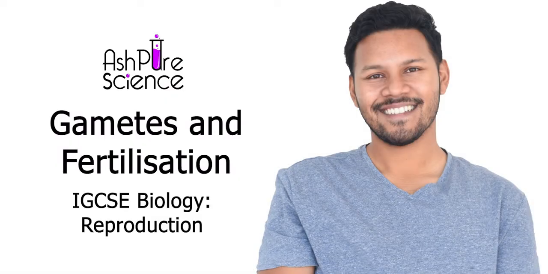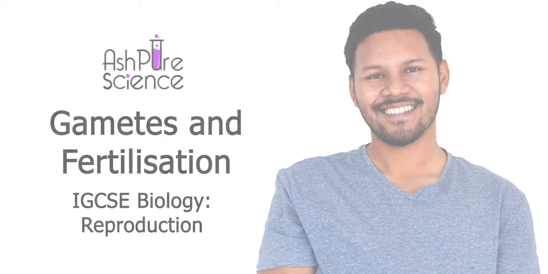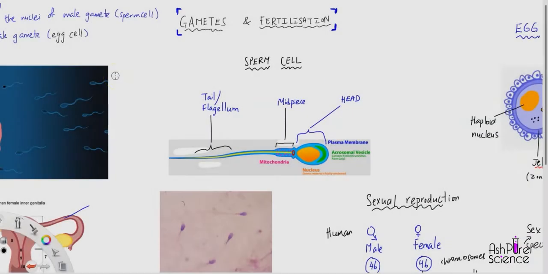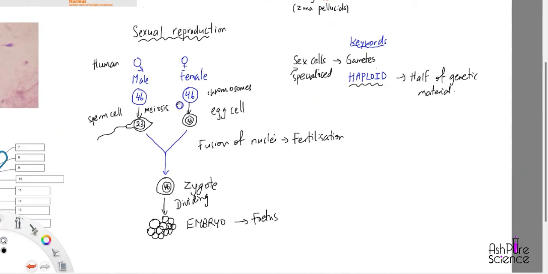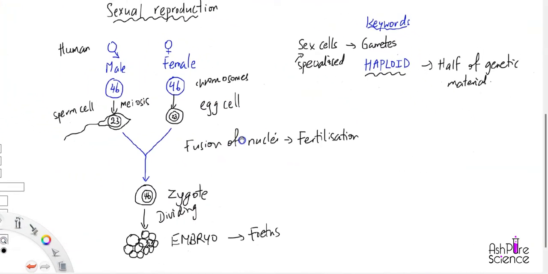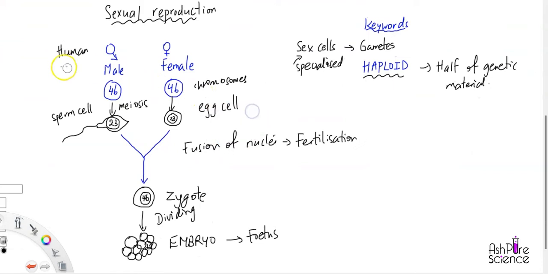I'm going to teach you today about gametes and fertilization. Now this is found within the topic human reproduction. First, let's remind ourselves of the basics of sexual reproduction. Alright, so in the case of sexual reproduction, we know that we need two parents, isn't it? So we basically have a male and a female parent.